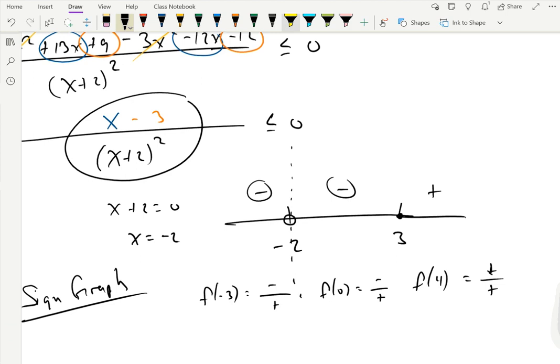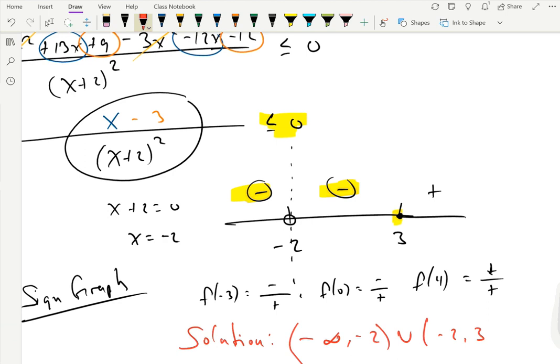So what we're interested in overall was when we were less than or equal to 0. So less than 0 here, less than 0 here, equal to 0 here. As we piece that together, what is our solution? Our solution is negative infinity up to negative 2, union negative 2 to 3.